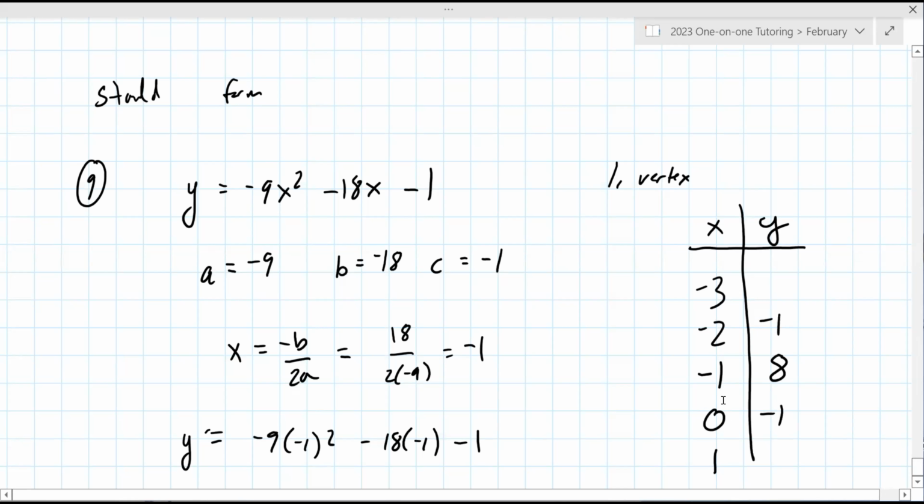So now I want you to evaluate either 1 or -3. I strongly recommend 1. The 1's gonna be easy. So please do that. Let me know what you come up with. -9 minus 18 is -27. So then -28.